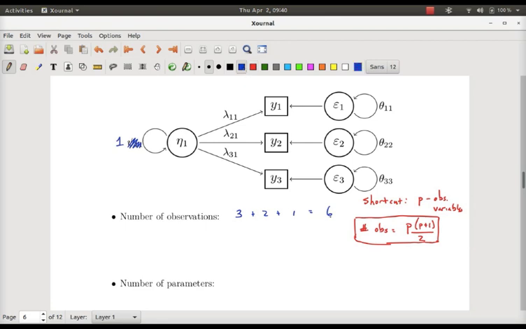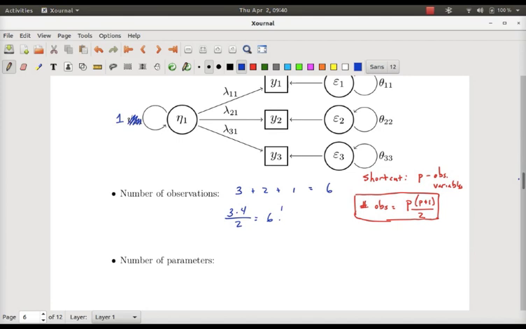We're supposed to get 6 total observations. Do we get it from this formula? Well, we have 3 observed variables, right? So this is 3 times (p plus 1) over 2, that's 3 times 4, which is 12 over 2, which is 6. Okay, so that is 6 observations.